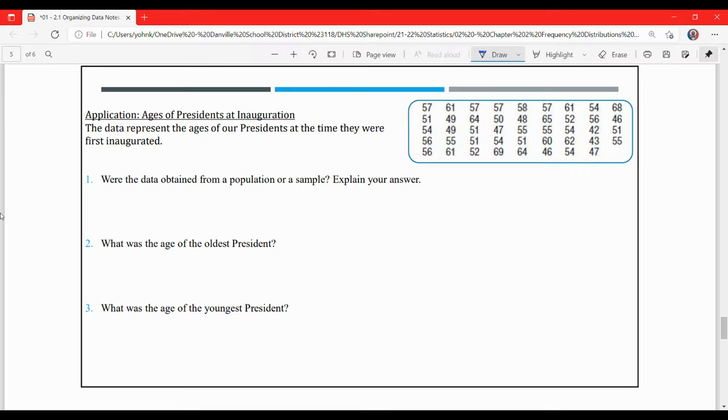All right, let's do our application problem, ages of presidents at inauguration. The data at the right represent the ages of our presidents at the time they were first inaugurated. Number one, were the data obtained from a population or a sample? Well, if you think about it, we've only had 46 presidents. At the time this book was written, there had only been 44 presidents. So all of the data were obtained from a population.